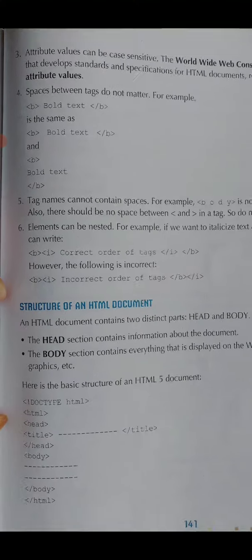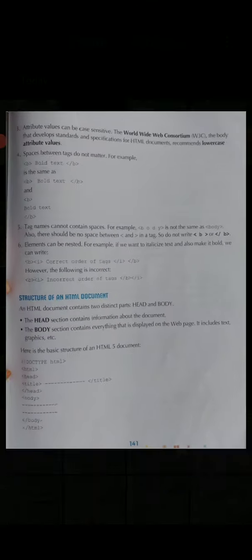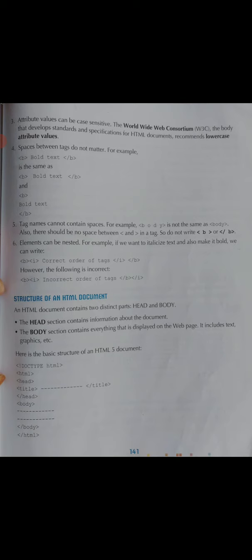Then you come to your rule number 5. Tag names cannot contain spaces. For example, body is not the same as b ody. Also, there should be no space between the angle brackets and the tag name. So do not write a space in the B tag, either in the opening or the closing tag.